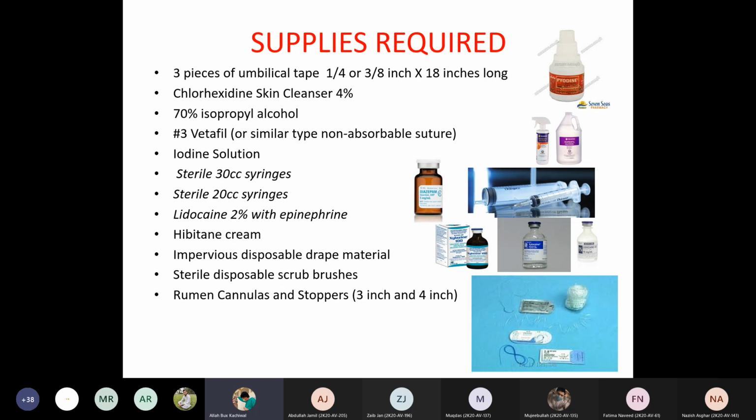All the animal is covered with the drape, and only the incision area is left, so that you can perform surgery only at the left flank area. Sterile disposable scrub brushes are required for the preparation of the patient, the instruments, the surgical material, and the surgeon before performing the surgery. The rumen cannulas must have stoppers, so a 3 inch and a 4 inch cannula can be fixed in a large animal like a buffalo or a cow.